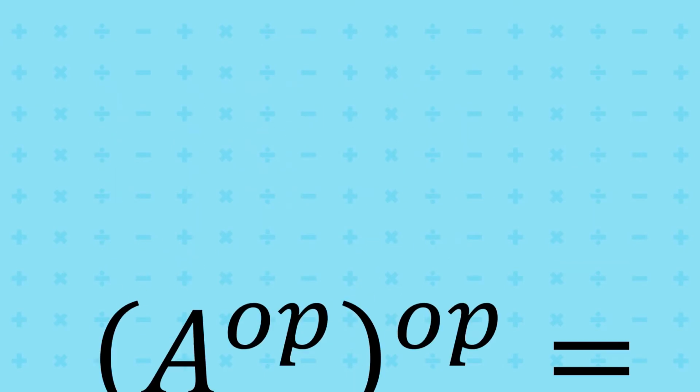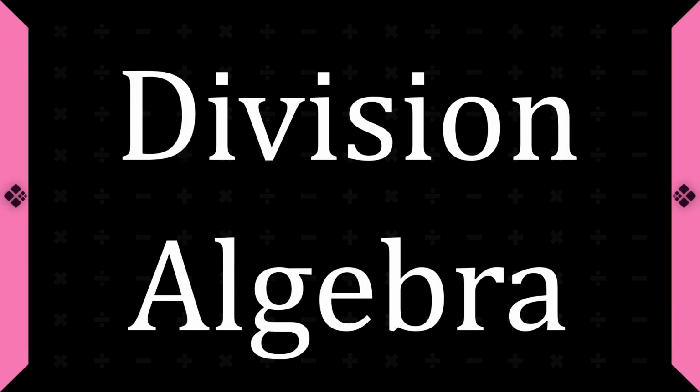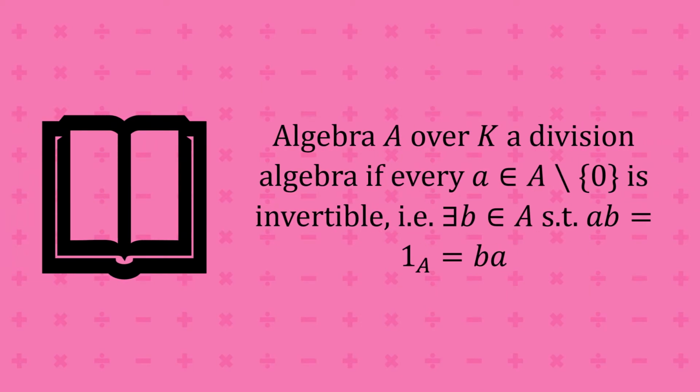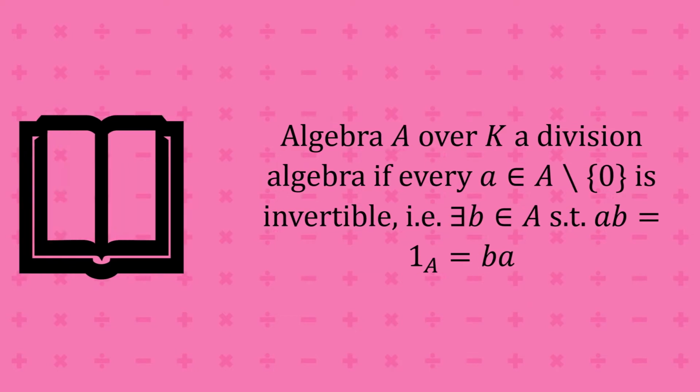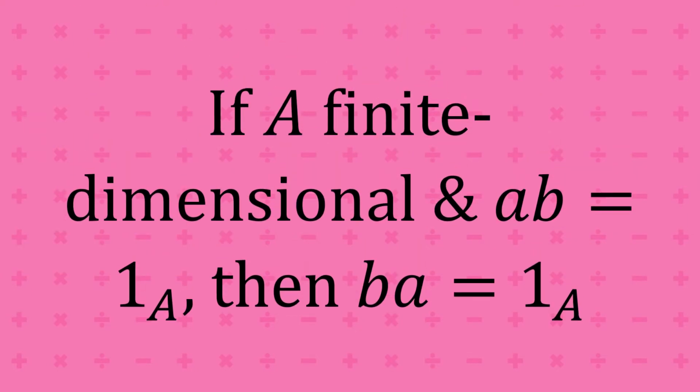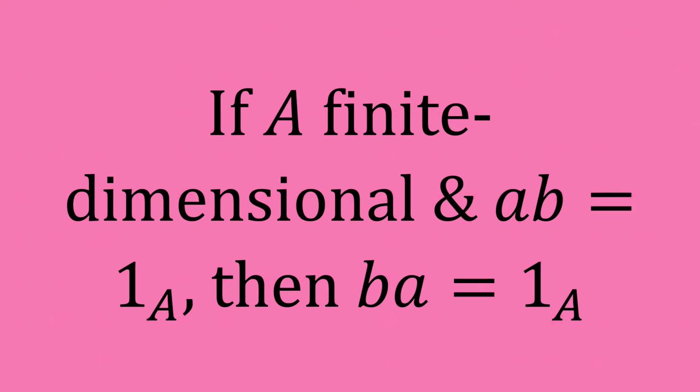Following that, another type of algebra is a division algebra. An algebra A over K is a division algebra if every non-zero element a in A is invertible, i.e. there's a b in A such that a times b is equal to the identity in A, which is equal to b times a. Note that if A is finite dimensional and ab equals the identity in A, then we automatically get that ba is equal to the identity in A.